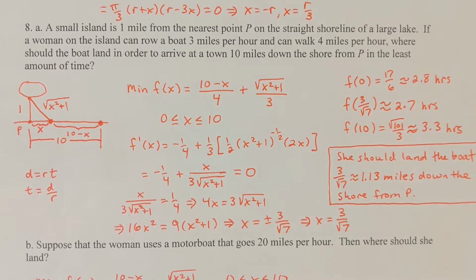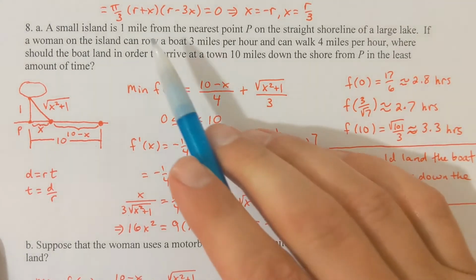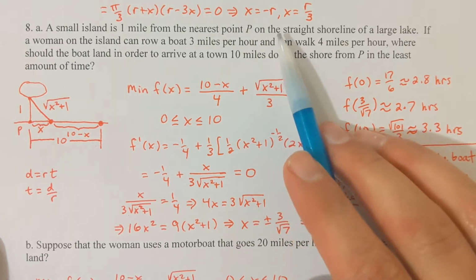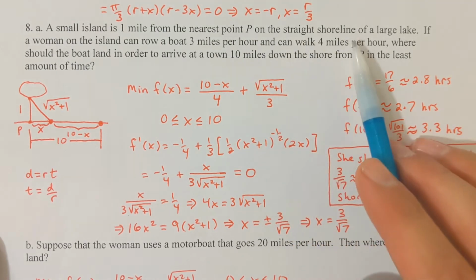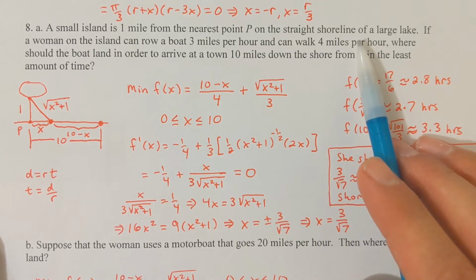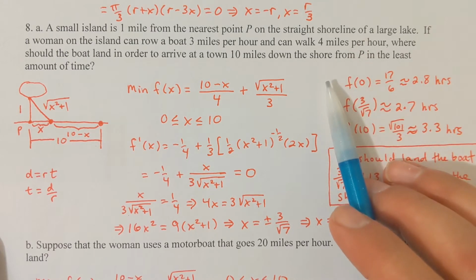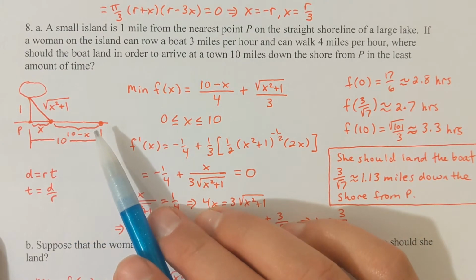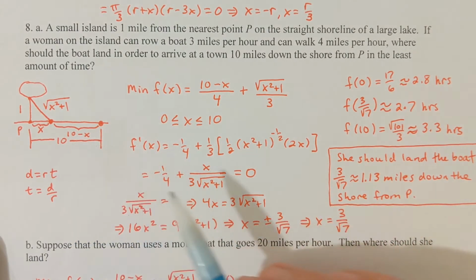Part A, okay, it says a small island is 1 mile from the nearest point P on the straight shoreline of a large lake. If a woman on the island can row a boat 3 miles per hour and can walk 4 miles per hour, where should the boat land in order to arrive at a town that is 10 miles down the shore from point P in the least amount of time?